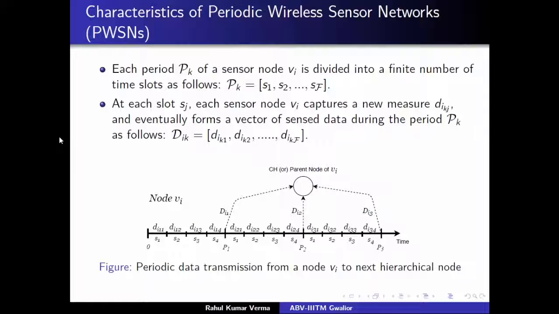All these data, DI11, DI12, DI13, and so on, are the collection of data points in a particular period, and this collection of data points will be transmitted to the next hierarchical node, which can be the cluster head in the clustering technique, or a parent node if you are taking a tree topology. In this way, all these collections of data points will be transmitted further to the gateway. These data points can be redundant, so I am proposing a mechanism which can identify these redundant data points on the node itself.